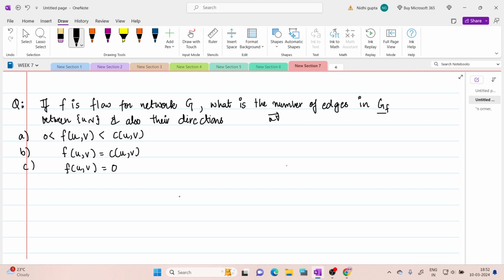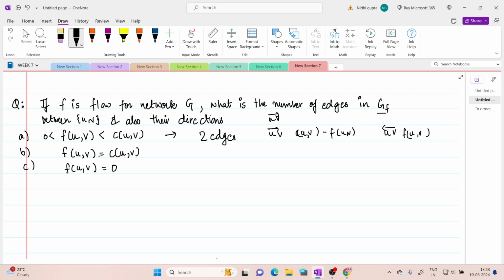In the residual graph, how many edges will there be? There will be two. And what will be the directions and weights? A forward edge with capacity minus flow, the difference, and a backward edge with the flow. Backward with flow. Good.